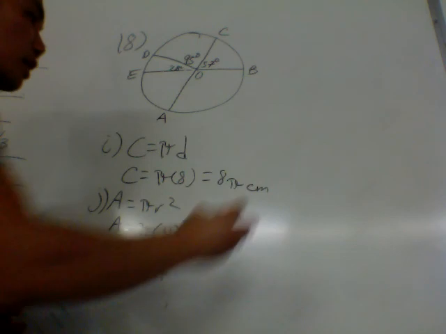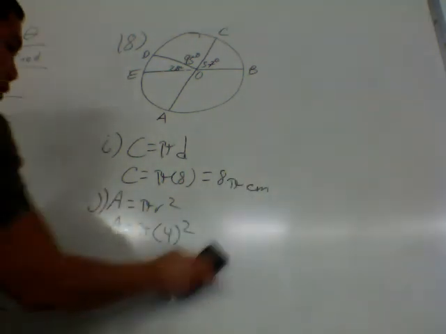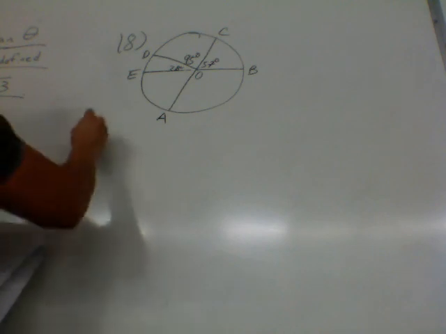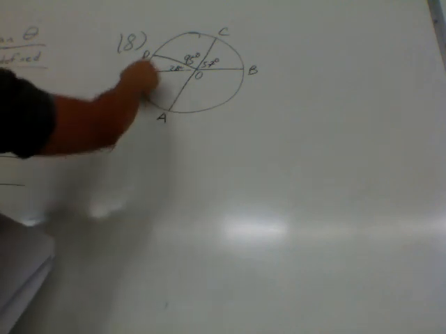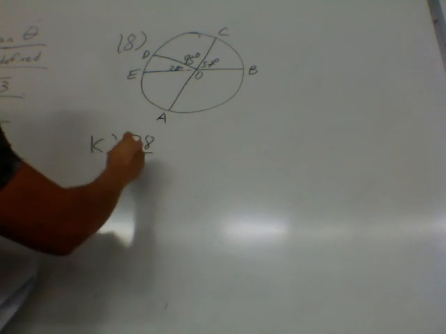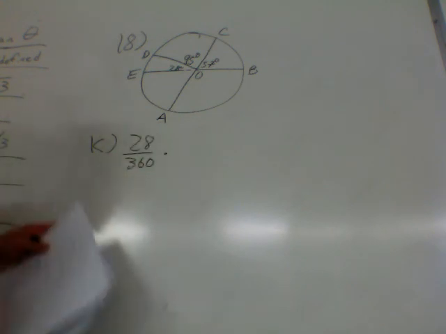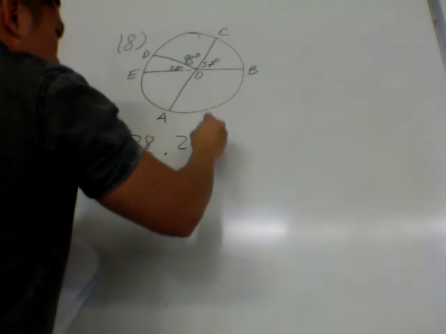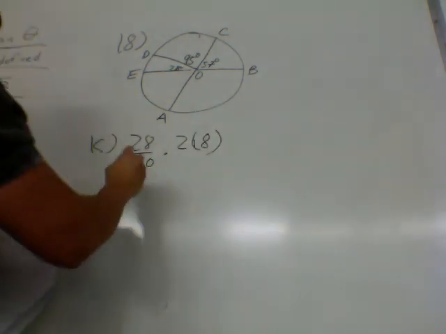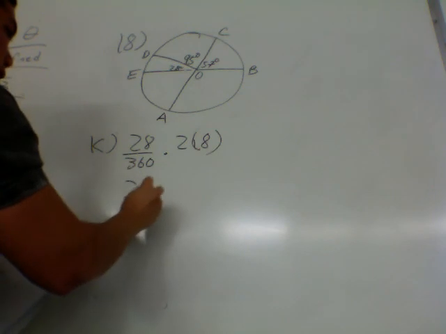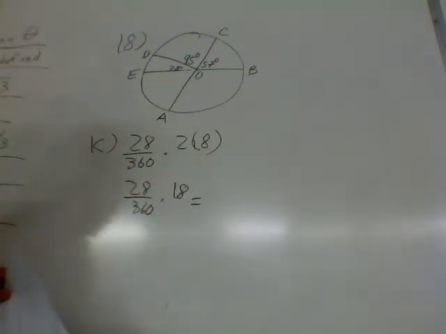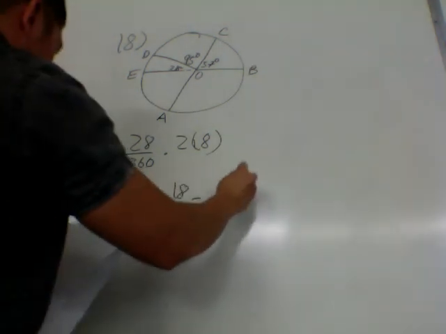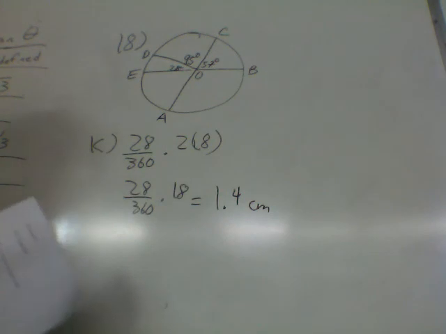Now to find the length, I'm going to erase this. So let's do letter K now. K, the length of DE. DE is 28 degrees, so I do 28 over 360. And I multiply it, the length is circumference, so I'm going to multiply by 2 times the diameter, which is 8. So this becomes 28 over 360 times 18. And when I calculate this, 18 times 28 divided by 360, I get 1.4 centimeters.